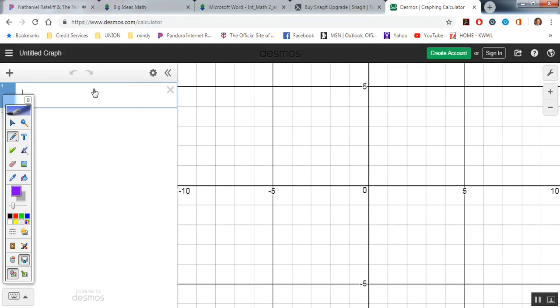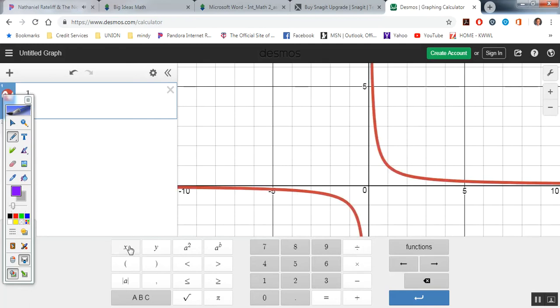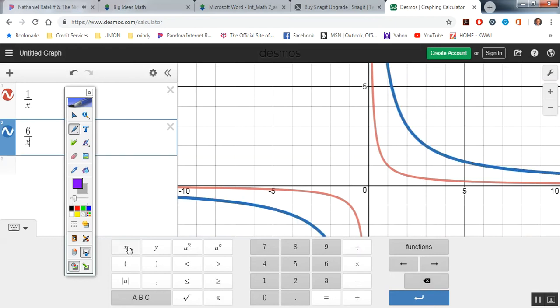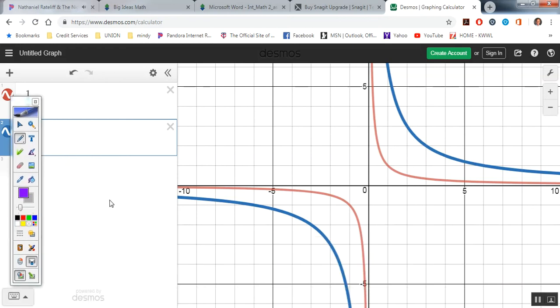I'm going to put the parent function in because what's the parent function again first, kids? 1 over what? There's your hyperbola, right? We just graphed not 1 over x, but 6 over x. Okay, the question becomes, how does that compare? Same kind of shape? Did that 6 pull the branches away from the origin or push them towards the origin? Away.